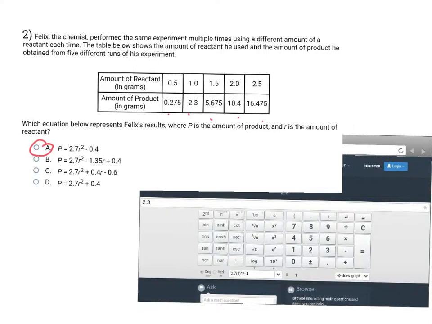And now I want to go ahead and show you letter B so that you can see an answer that is wrong also. So I'm going to substitute in 2.7 parenthesis 0.5, that's my first R number, and that is squared in letter B, and then minus 1.35 parenthesis to substitute in that 0.5 again, and then plus 0.4, and this time when I press equals, it gives me a 0.4, which is not what I need here. I need a 0.275, so B could not be my answer.